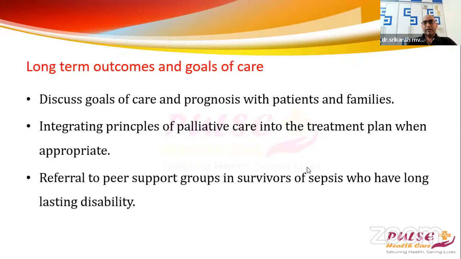Because as you have seen, this is a major healthcare problem, killing almost 1 in every 4 or more patients. With such a medical emergency and high fatality rate, the patients and their families need to be taken into confidence whenever we are treating these kinds of patients. The goals of care and prognosis should be discussed with patients and families. Based on clinical judgment, principles of palliative care should be included in the treatment plan where you feel appropriate.